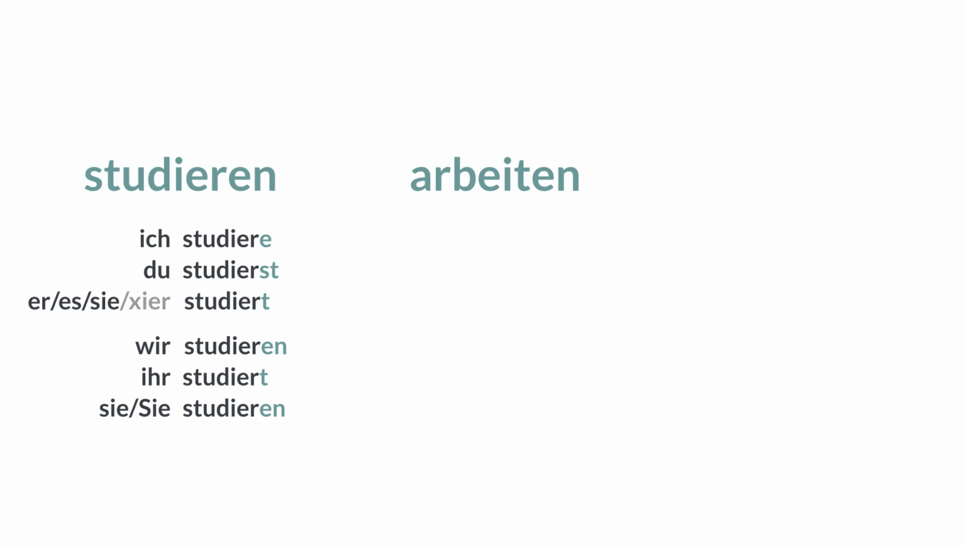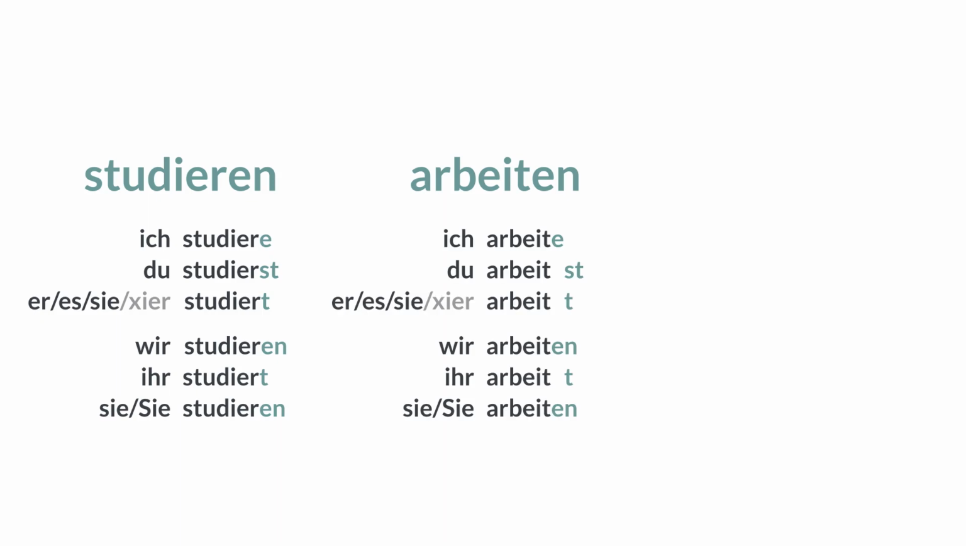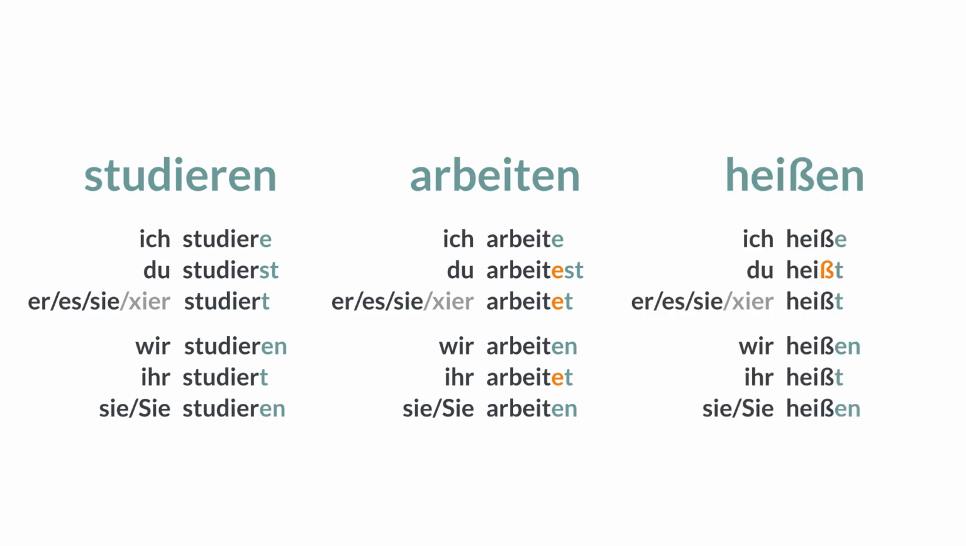Number 1. When a verb stem ends in a T or D, like the verb arbeiten, to work, then we add an extra E before ST or T. Number 2. When the verb stem ends in a hissing sound, like SZ, SS, X, or TZ, like the verb heißen, then we don't add another S in the du form.